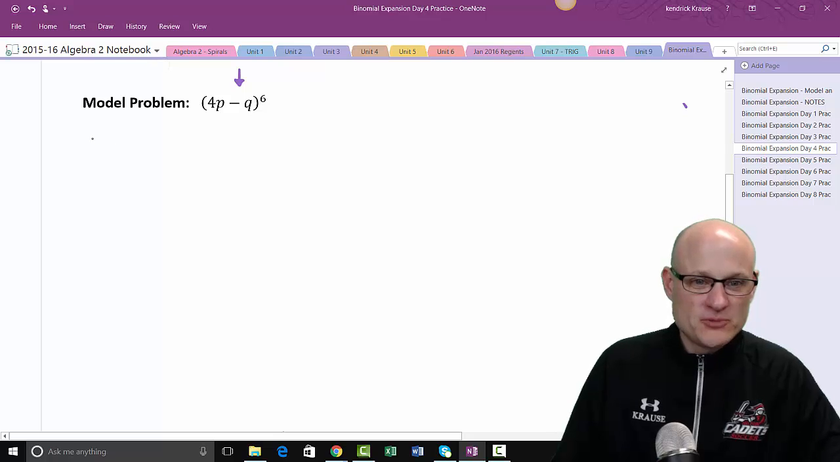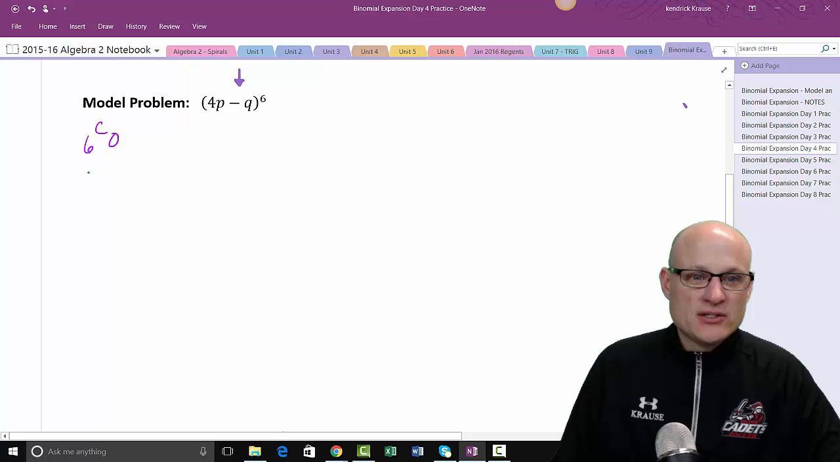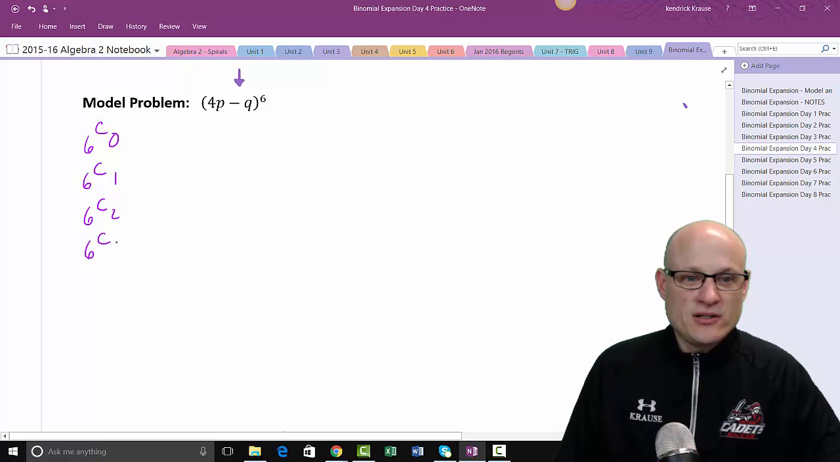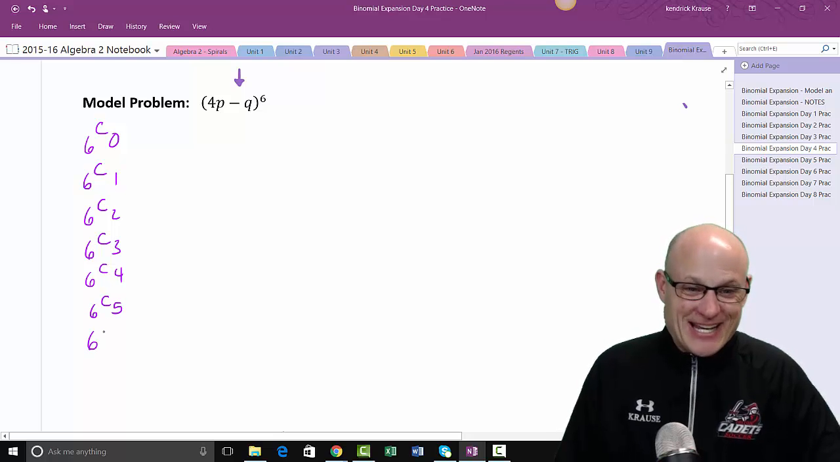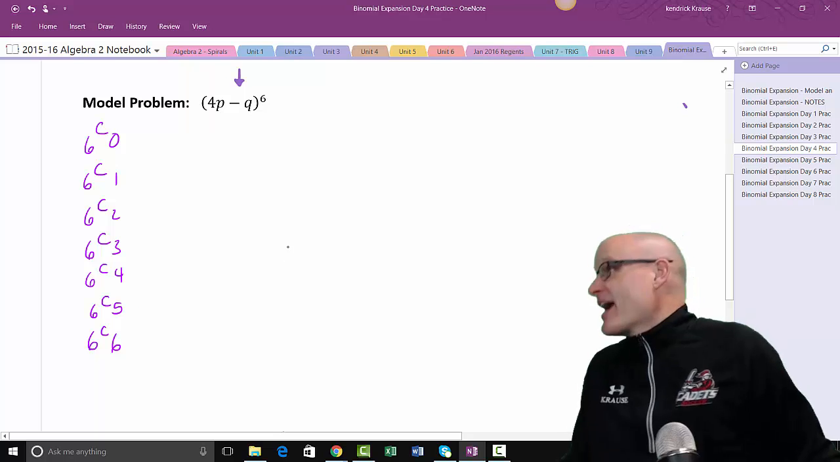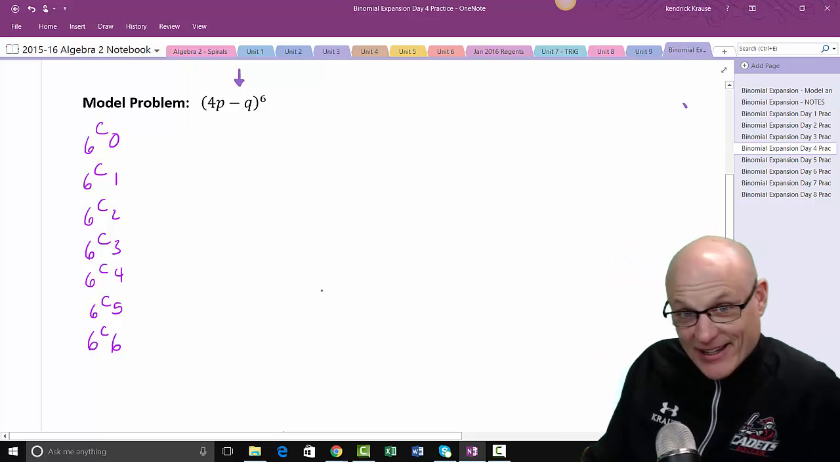Let's get the small purple. So, 6C0, 6C1, 6C2, 6C3, 6C4, 6C5, and 6C6. Oh my God! So exciting!